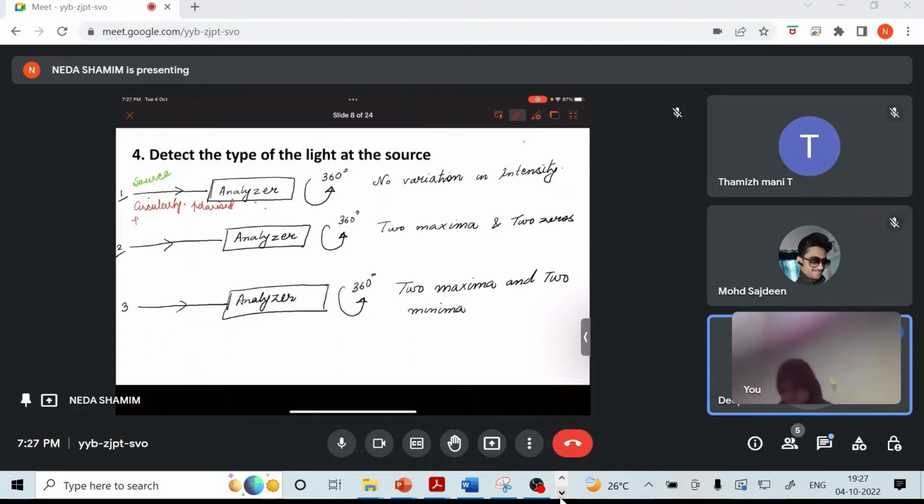Intensity would decrease. Why do you say intensity will decrease? I'm saying that after rotating the analyzer, there is no variation in intensity. Here I'm not talking about intensity. I'm just asking what type of light source is here. What kind of polarization of the light is there?